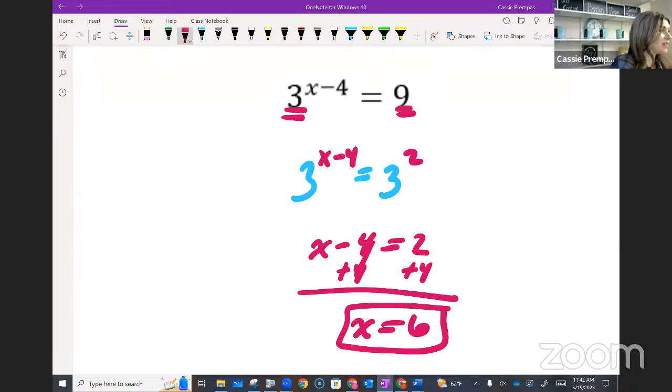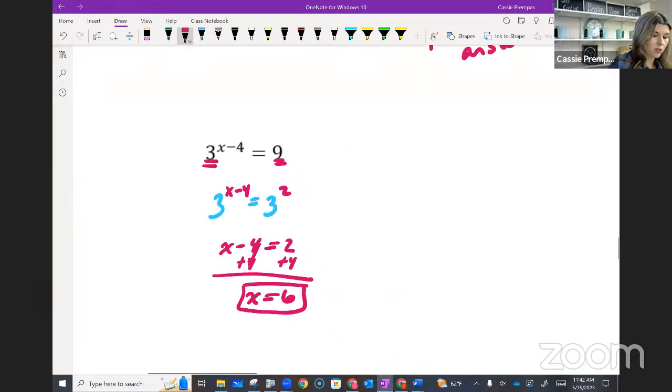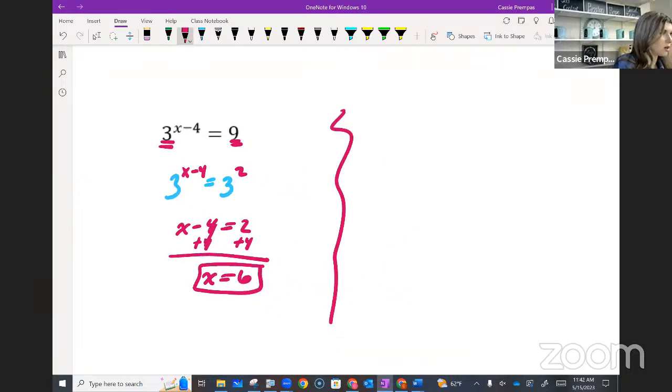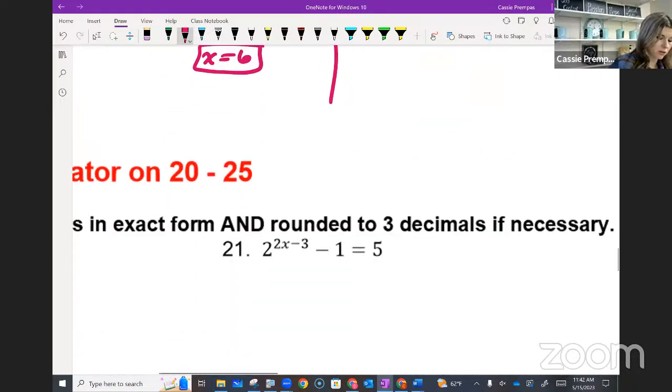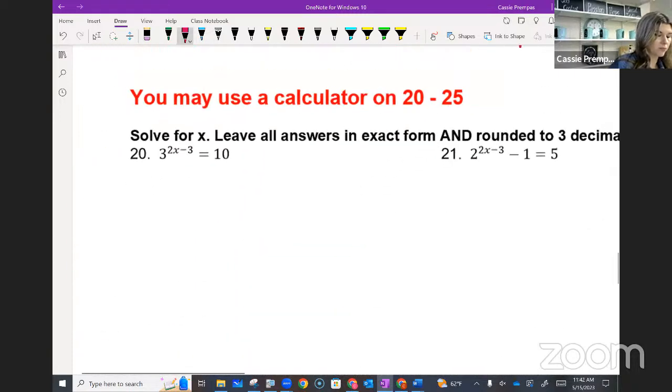There will be one like this on the test tomorrow. You want me to give you a practice one and I'll show you the answer later? So let's do 4 raised to the x plus 1 is equal to 16. I'm not going to solve it now, but I will have it on the answer key up on campus. Let's go to number 20.